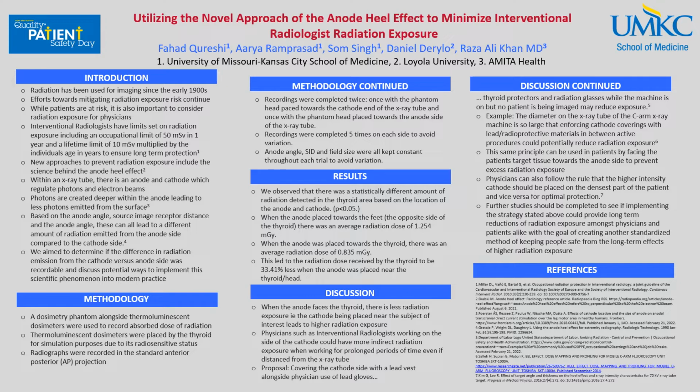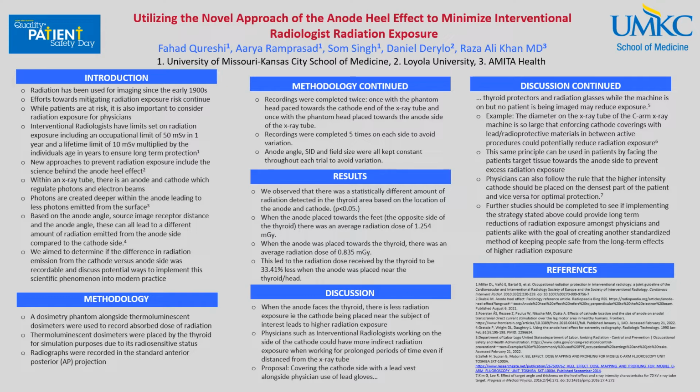Recordings were completed twice, once with the phantom head placed towards the cathode end of the X-ray tube and once with the phantom head placed towards the anode side of the X-ray tube. These recordings were completed 5 times on each side to avoid any variation, and anode angle, SID, and field size were all kept constant throughout each trial.